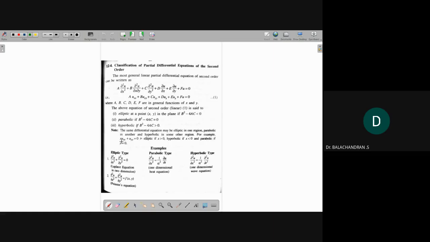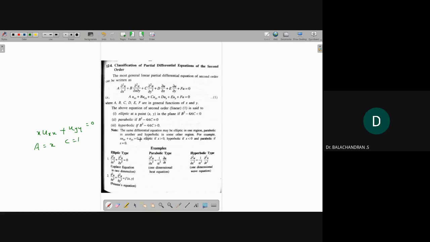x into uxx plus uyy equal to 0. So here you can see that A equal to x, C equal to 1, and B equal to 0.